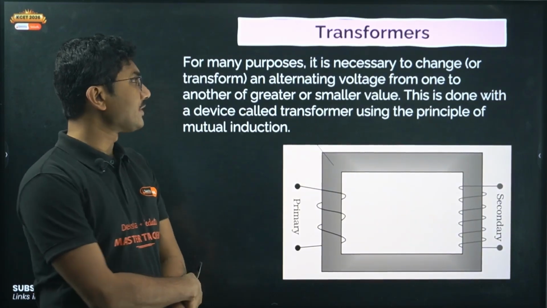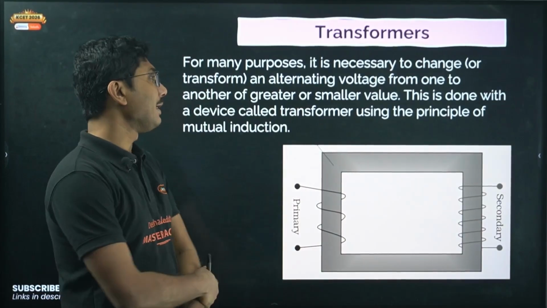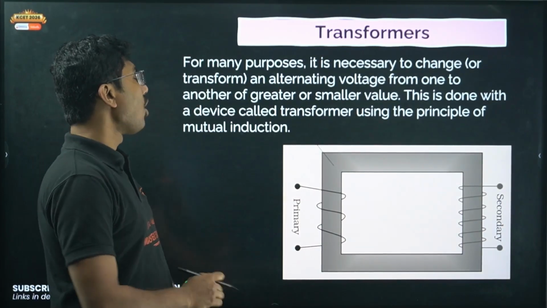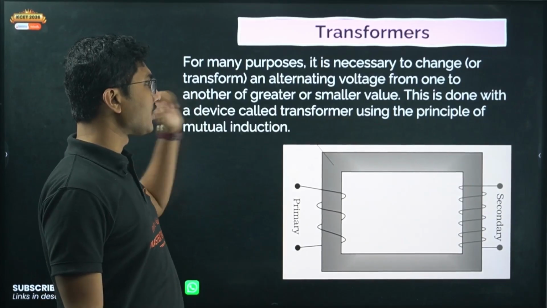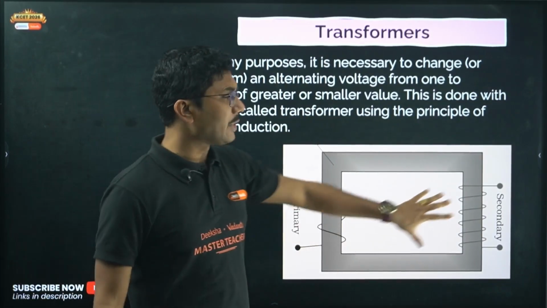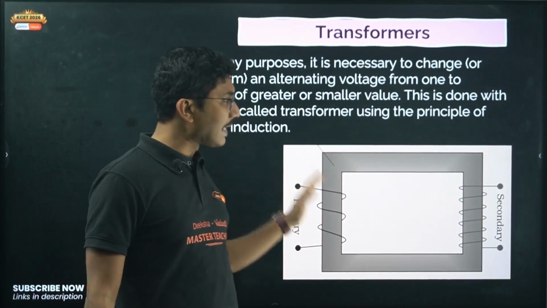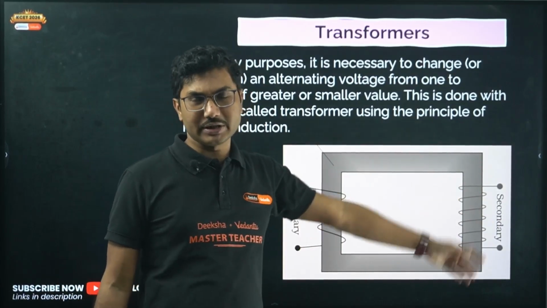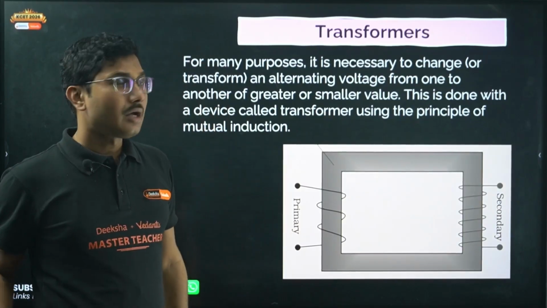For many purposes, it is necessary to change or transform an alternating voltage from one value to another, greater or smaller. This is done with a device called a transformer, using the principle of mutual inductance. So we have a primary and a secondary. We change the current linked with the primary, and that induces a voltage in the secondary. We collect that voltage and utilize it in our day-to-day life.